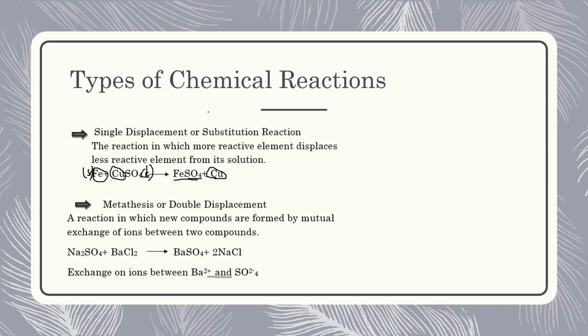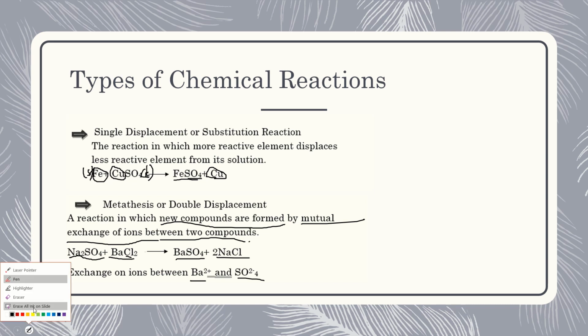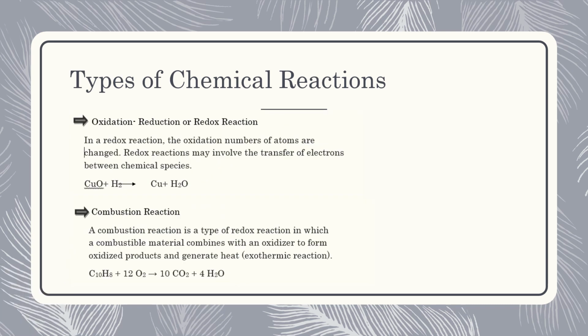Then we go to metathesis or the double displacement, as we can say. This is the reaction in which new compounds are formed by mutual exchange of ions between two compounds. You know what are ions? So let's take an example. Sodium sulfate plus barium chloride gives us barium sulfate plus NaCl, sodium chloride. So here, as we can see, there is an exchange of ions between barium and sulfate. Yes. So let's move on to the next one, which is types of chemical reaction.